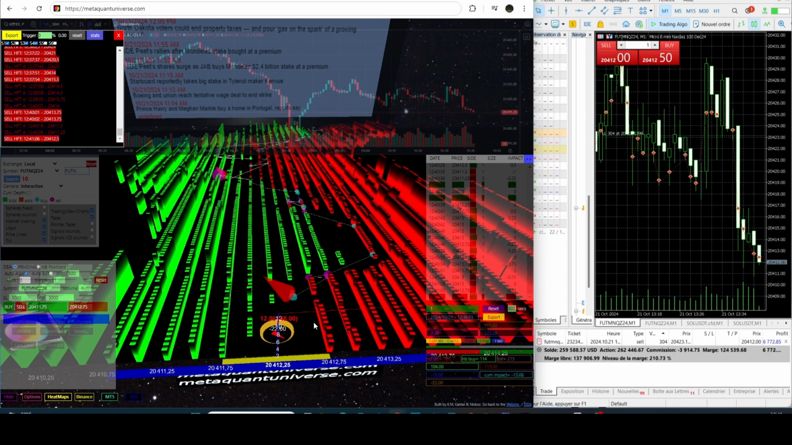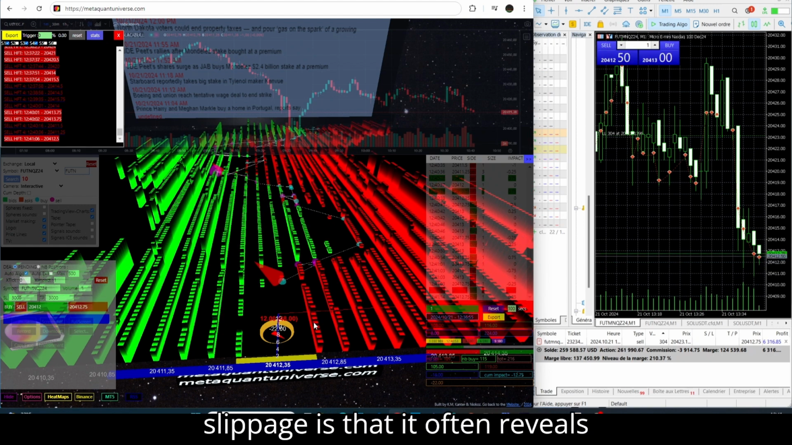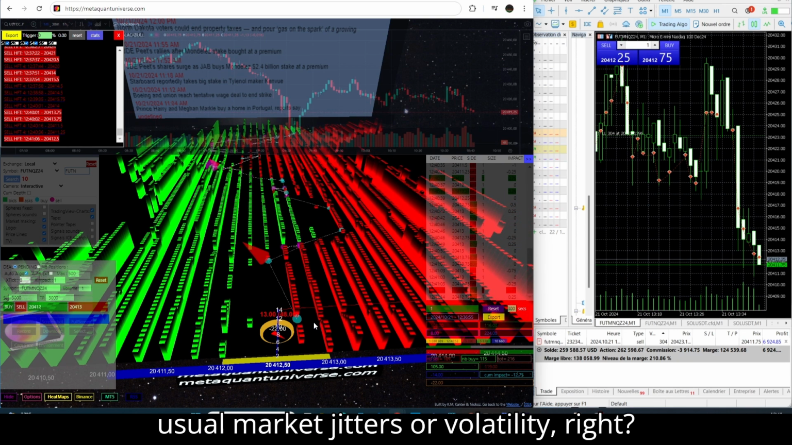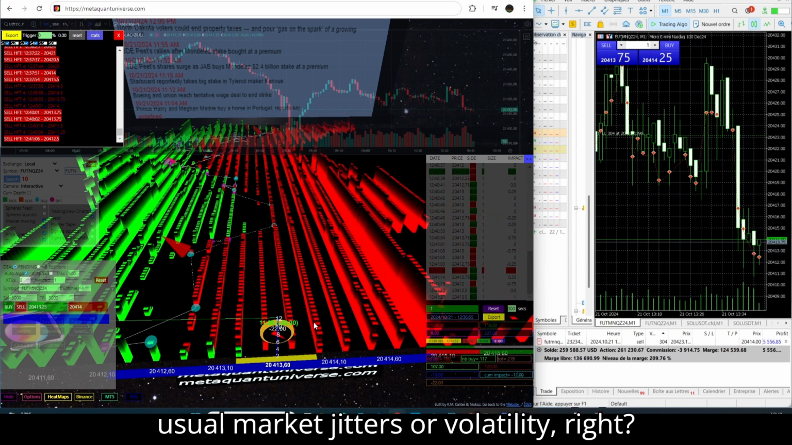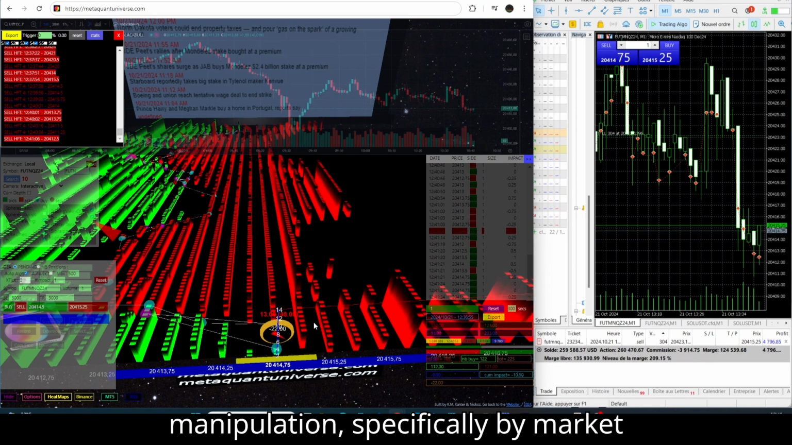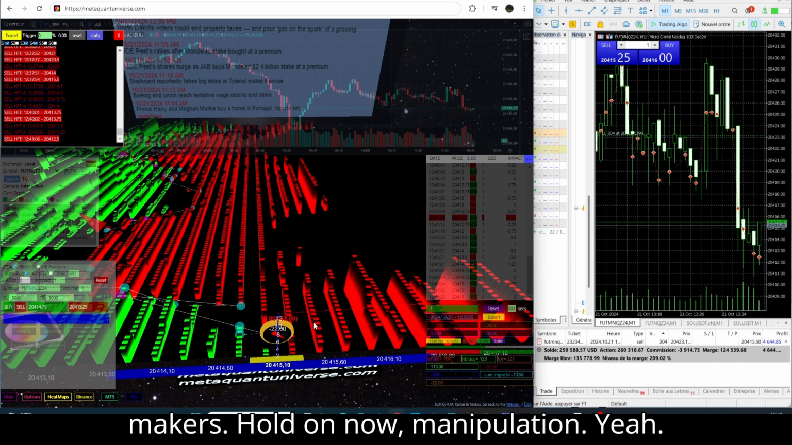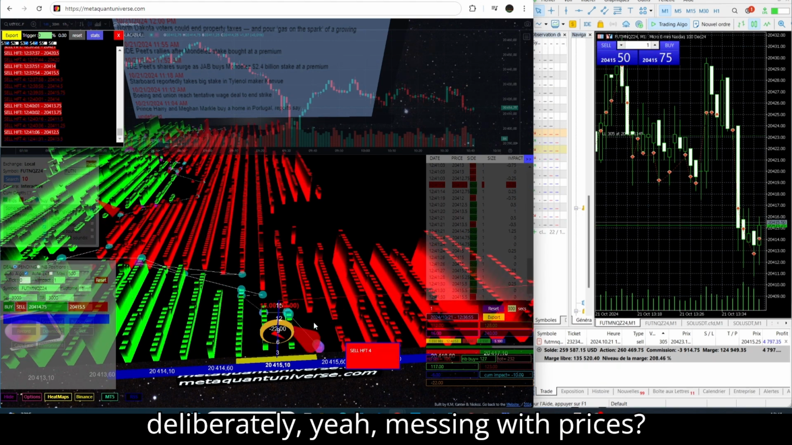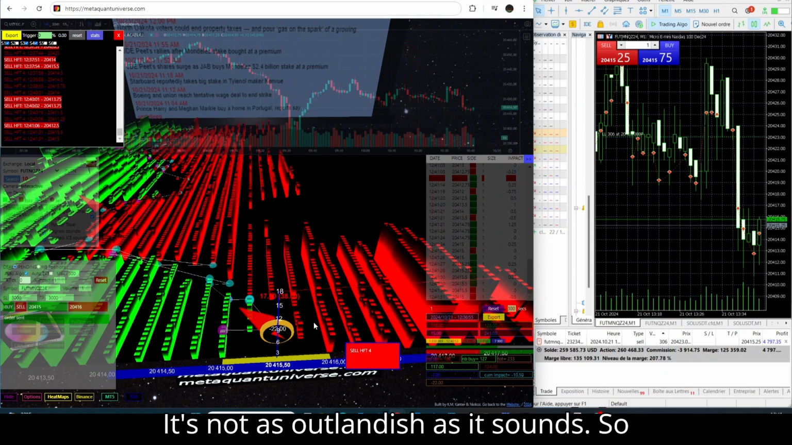So, what's so interesting about negative slippage is that it often reveals something a little bit more than just the usual market jitters or volatility. It can actually be a sign of price manipulation, specifically by market makers. Hold on now. Manipulation? Are you saying that somebody might be deliberately messing with prices? It's not as outlandish as it sounds.